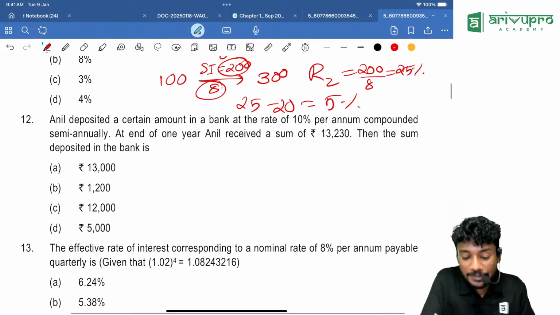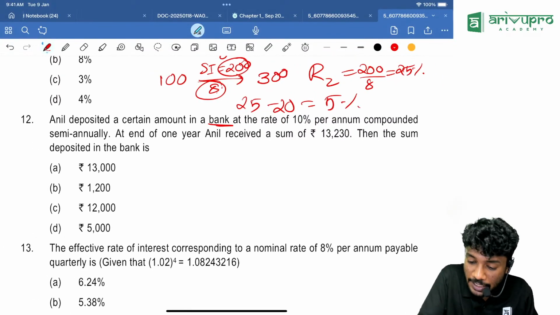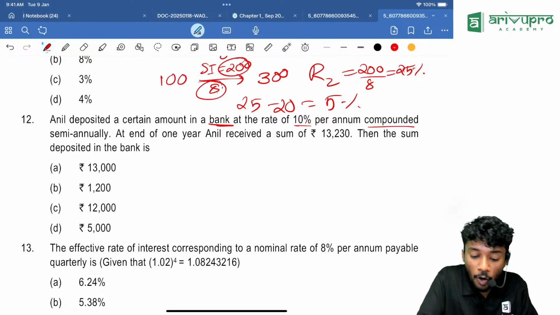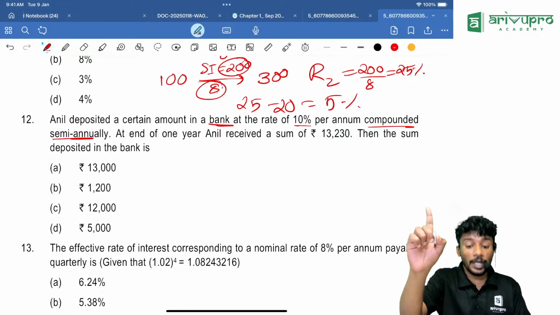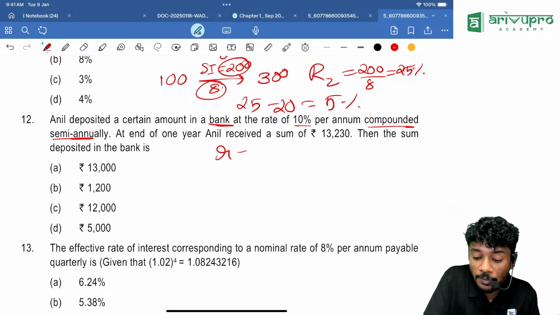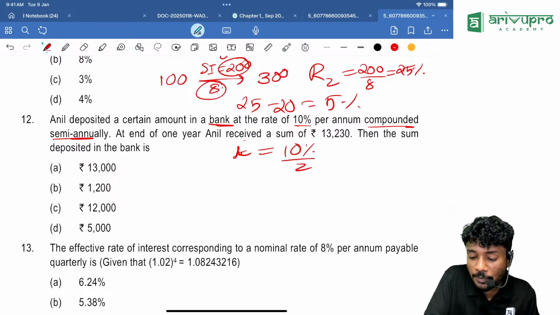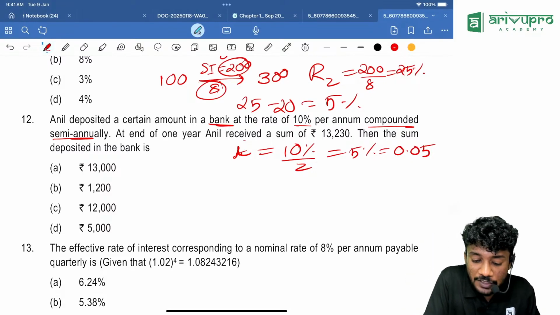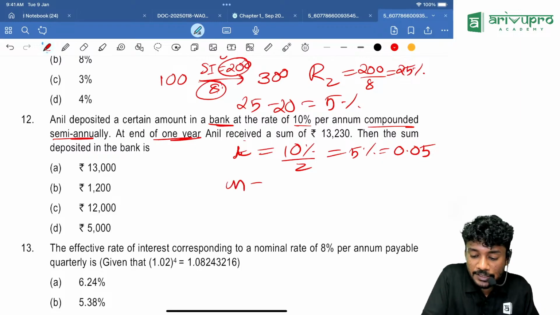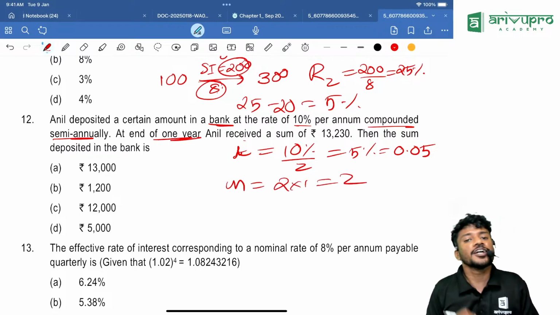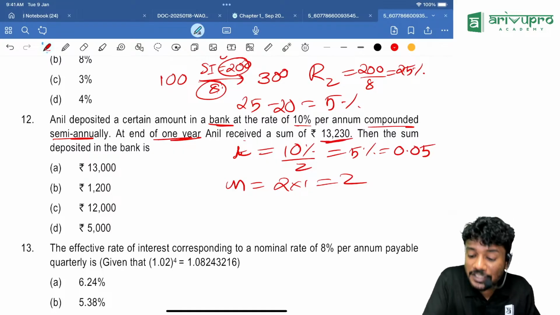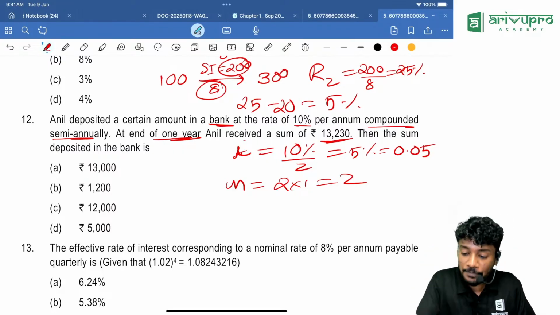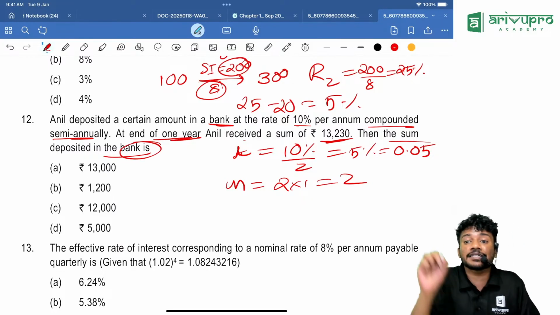Anil deposited a certain amount in bank at the rate of 10% per annum compounded what? Semi-annually. Semi-annually means R will become what, or I will become what? I is equal to 10% divided by 2 is equal to 5%, or it is equal to 0.05. Then number of years at the end of 1 year, so n is how much? 2 into 1, which is equal to 2. Anil received a sum of 13,230. Then the sum deposited in the bank is how much?